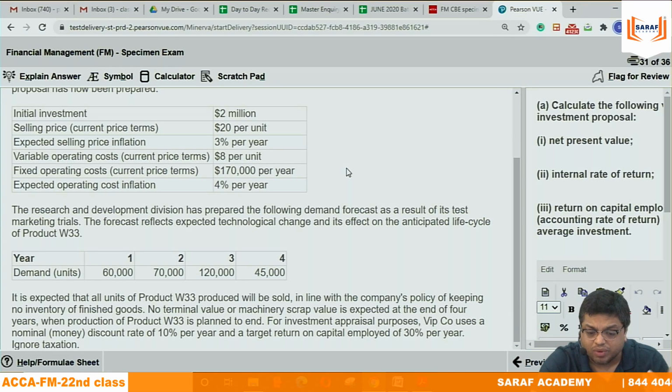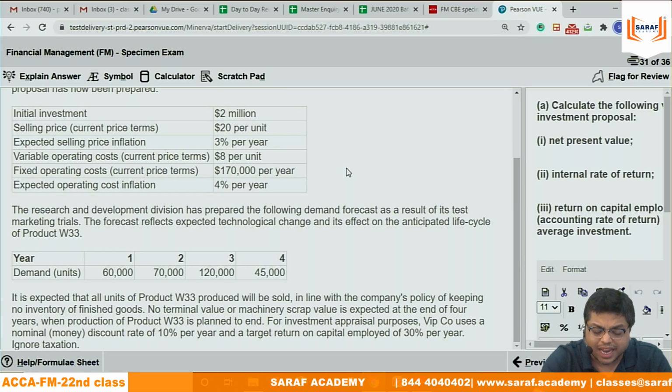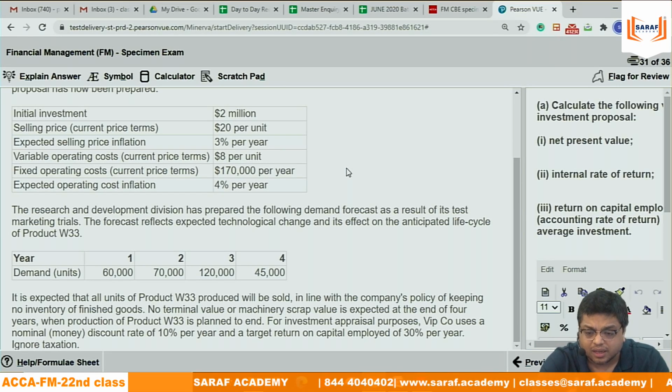Then we could have done the question very fast. We will not be applying inflation in the entire cash flow calculation. The 10% will be converted into a real rate. If the inflation rate is 4%, then 10% will be converted into real. Can I say real rate is 10 minus 4, 6%?